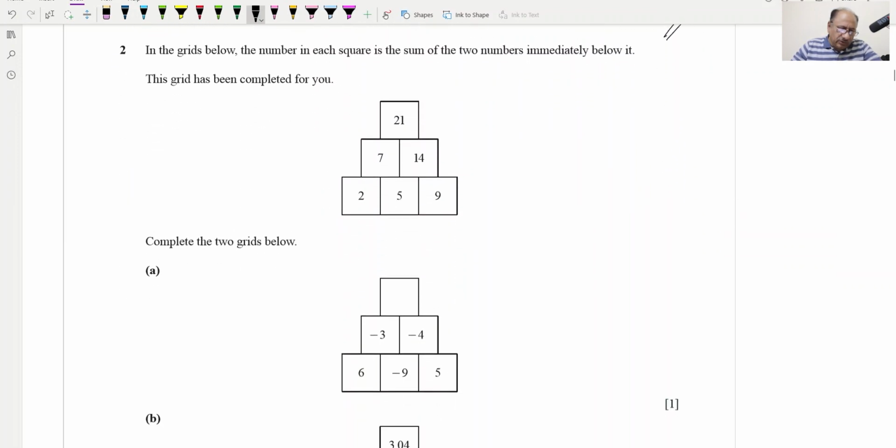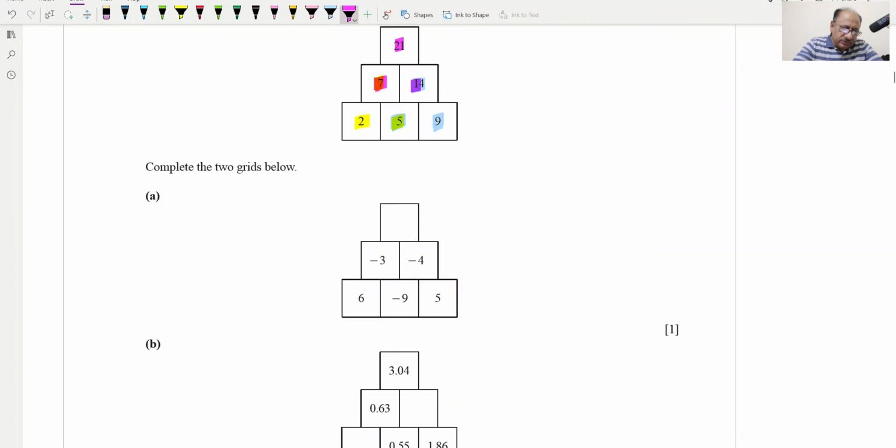Now question number 2. In the grids below, the number in each square is the sum of the two numbers immediately below it. This grid has been completed for you. So if we add 2 plus 5, it will add up to 7. If we add 5 plus 9, it will add up to 14, and if we add 7 and 14, this will add up to 21. So this is how adding the lower numbers results in the top one. So complete the two grids below. These are the two grids we need to complete.